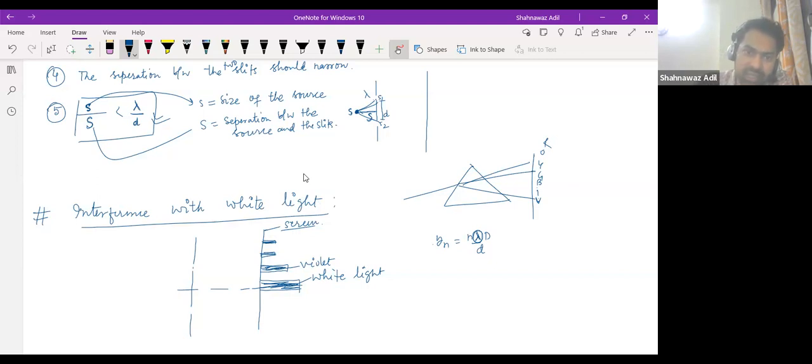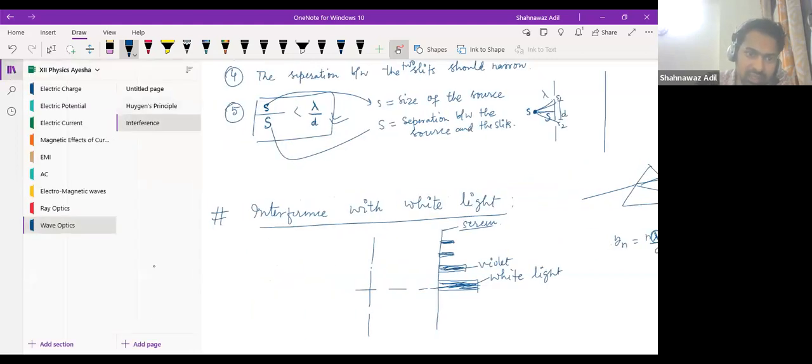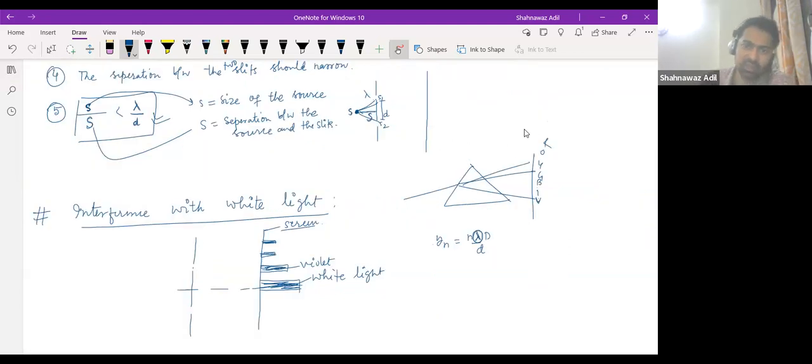So now let us start diffraction, I guess in the next class. But before I do that, you guys please note down this part. You guys can put it down. So please note it down, and then we will talk about diffraction. Quickly note it down.